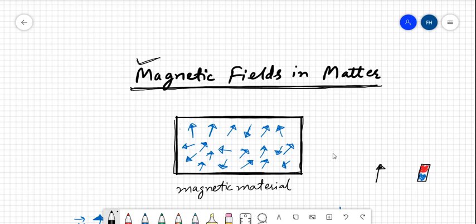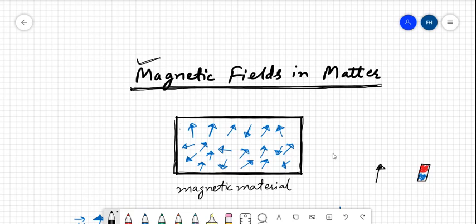Hello and welcome. In this lecture we are going to study the magnetic fields in matter. In the previous classes we have already discussed the electric fields in matter. Now it's time for the magnetic fields in matter. We'll begin by taking a magnetic material.